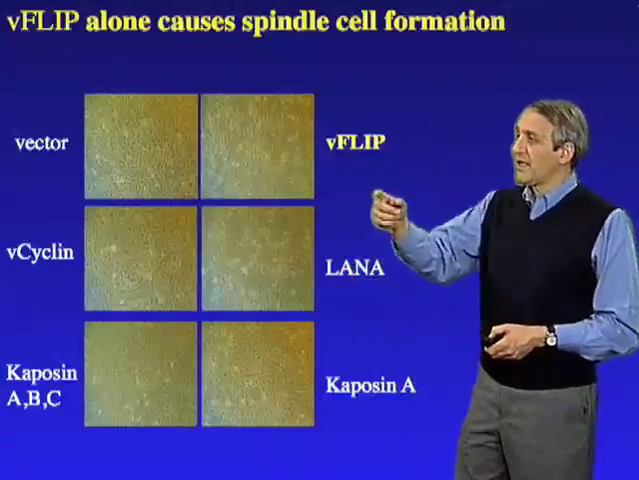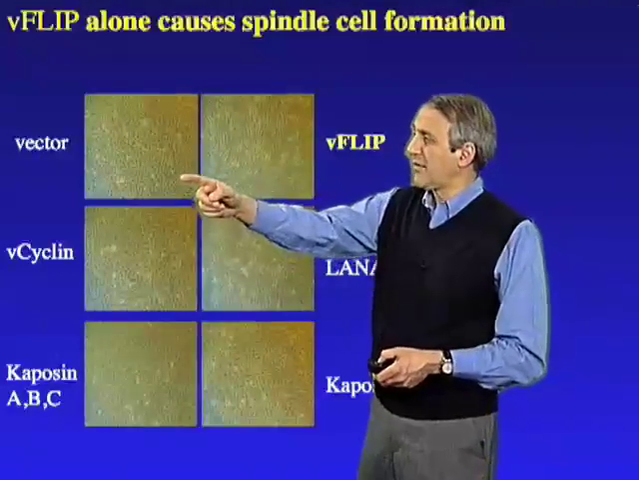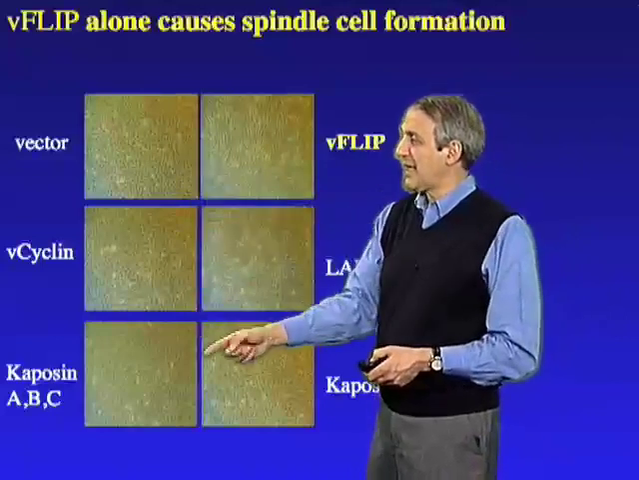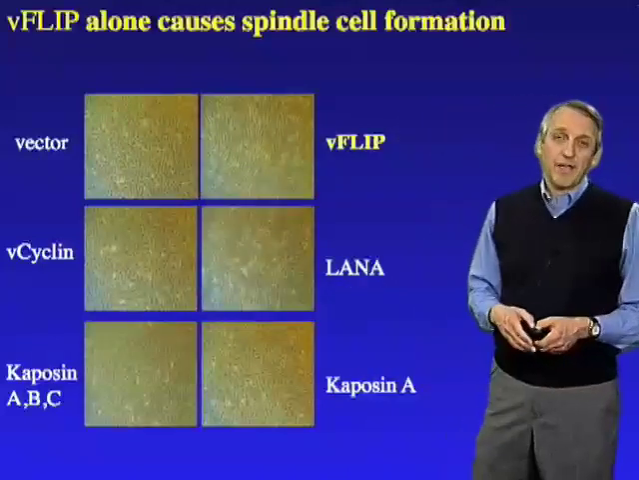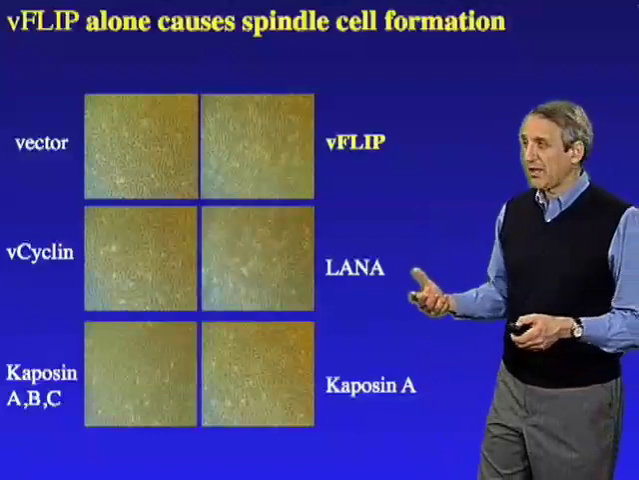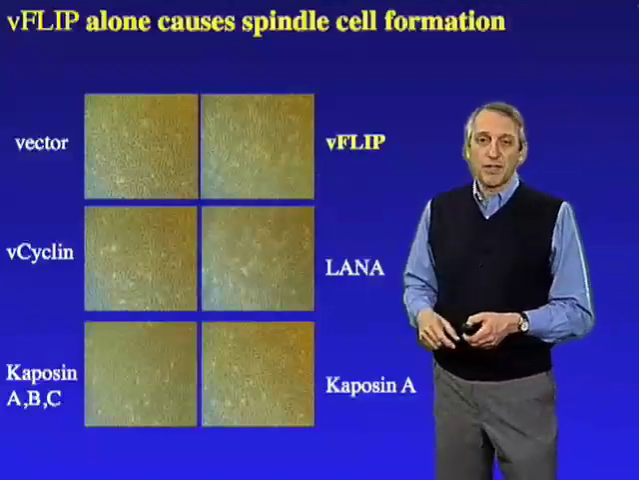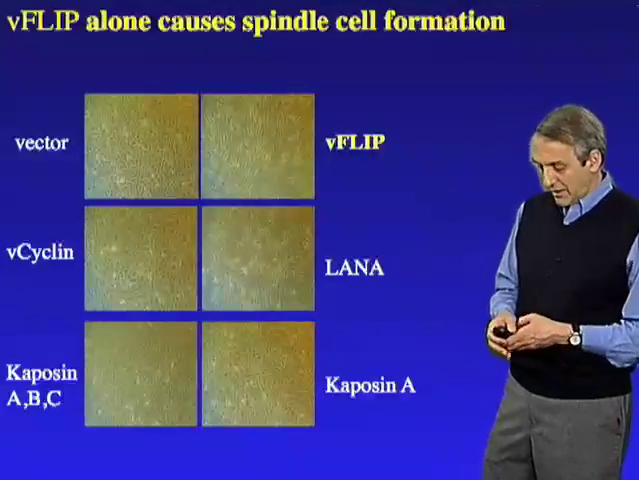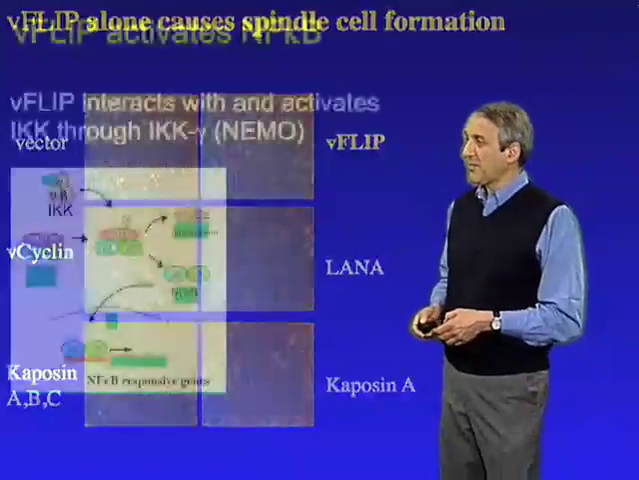So you can see here that the cells infected with the empty vector or vectors containing any of the other KSHV genes fail to change the shape of the endothelium, but cells infected with the V-flip retrovirus strongly undergo the spindling phenotype.